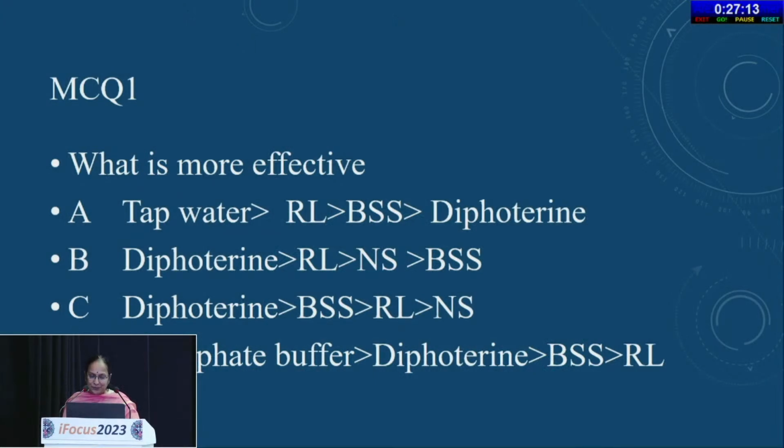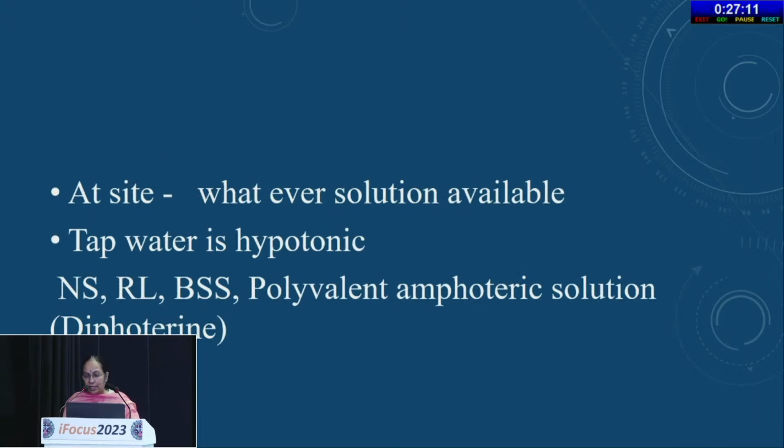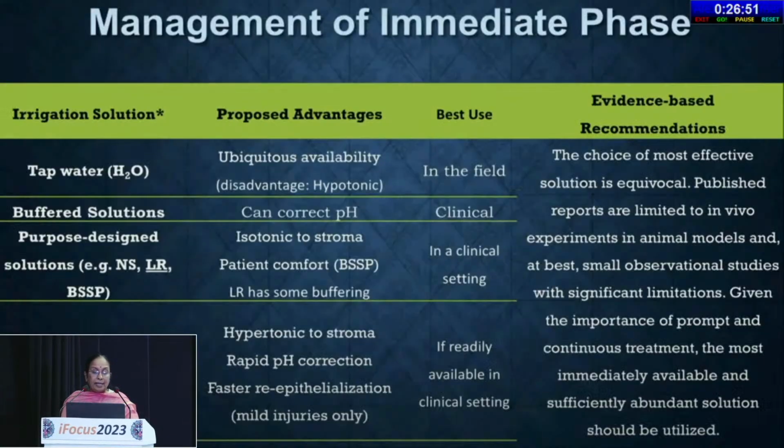We'll get the answer further down. So at site, whatever solution is available. Tap water is the most common available, but it is hypotonic and it can cause swelling of the corneal stroma. Normal saline, Ringer lactate, BSS, and polyvalent amphoteric solution, diphotherine, not really easily available. Normal saline and Ringer lactate are cheaper than BSS. BSS is pretty costly.